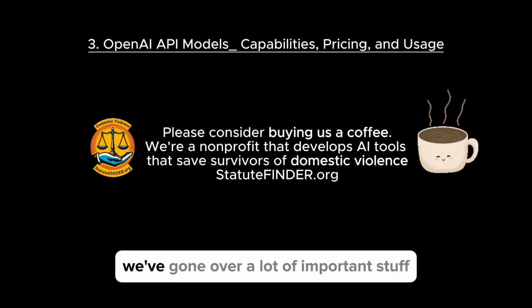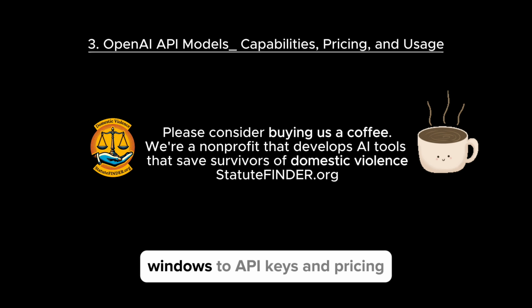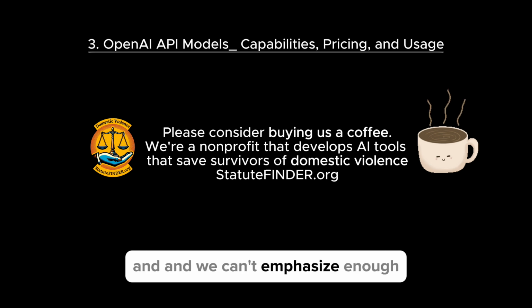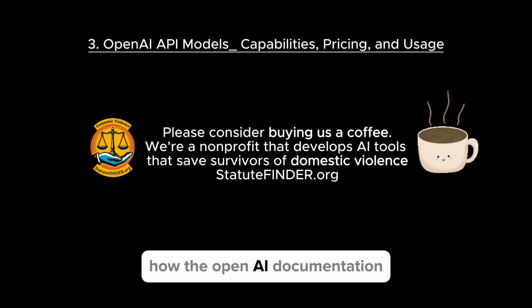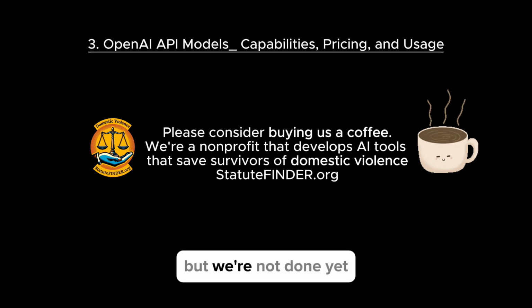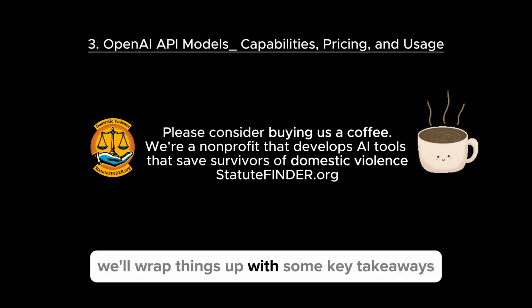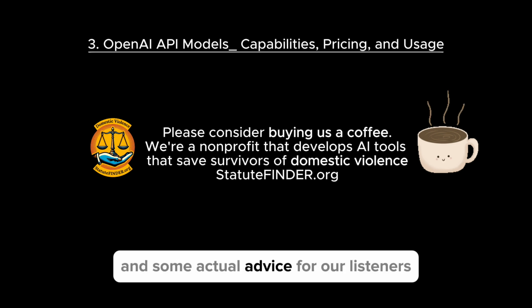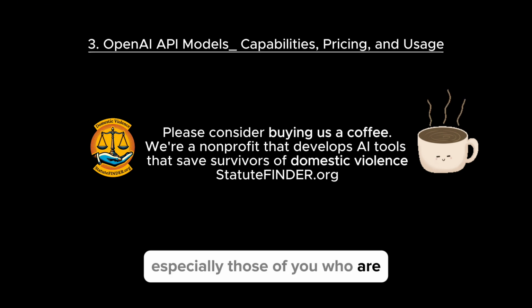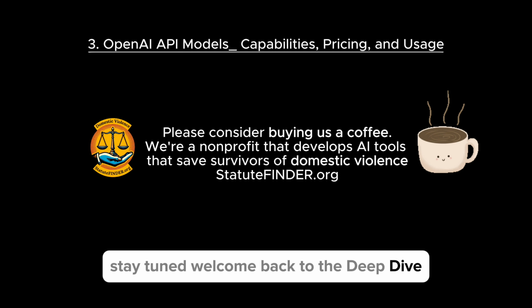This has been so helpful. We've gone over a lot of important stuff, from the basics of models and context windows to API keys and pricing. And we can't emphasize enough how the OpenAI documentation can really be your guide every step of the way. But we're not done yet. In the final part of our deep dive, we'll wrap things up with some key takeaways and some actionable advice for our listeners, especially those of you who are just starting out on your Python journey. Stay tuned. Welcome back to the deep dive.